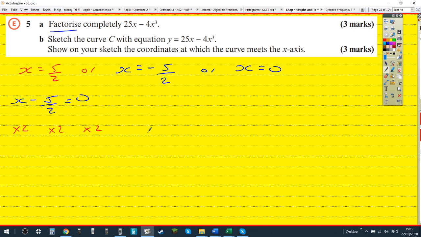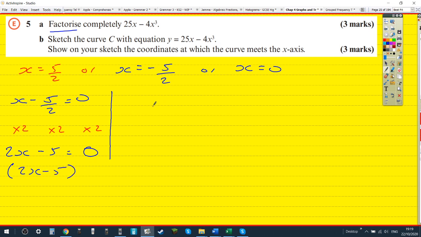So would x be 2x, or do we do 2 bracket x? Same thing, 2x. Okay, 2 bracket x, and then minus 5 equals 0. And then it would be 2x open brackets minus 5? For this first one, yes. So the bracket would be 2x minus 5.